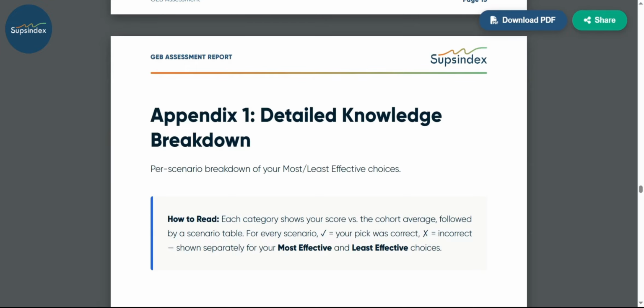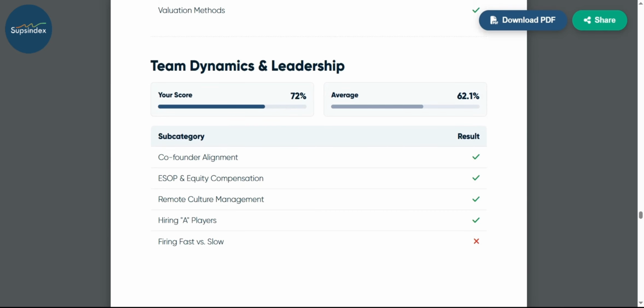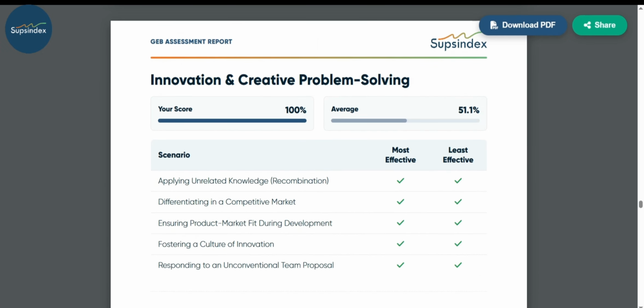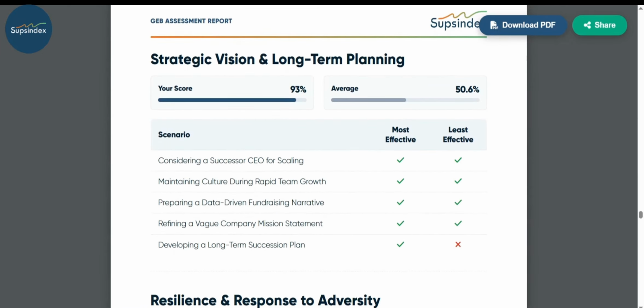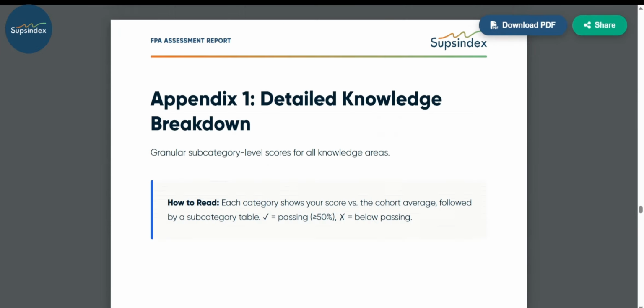For anyone who wants to investigate further, the appendices provide the evidence beneath the main findings. FPA and EEA break the categories down into individual subtopics. GEB goes down to specific scenarios and shows whether the participants correctly identified the most and least effective responses. The report remains easy to scan, while the detailed evidence is still available when needed.